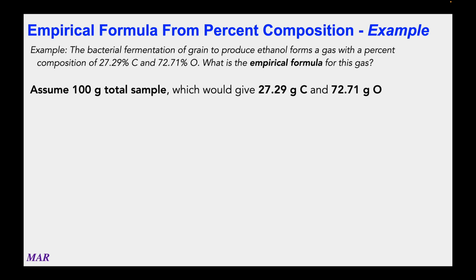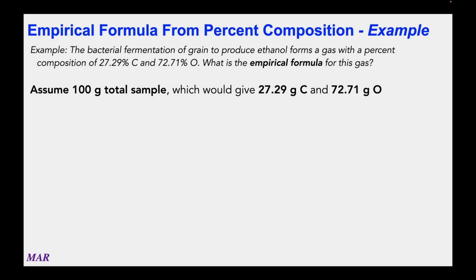So I would assume 100 grams total, so those percentages literally become grams. 27.29% carbon became 27.29 grams of C, and 72.71% oxygen became 72.71 grams of O. You can use different numbers. Some people like using 1, and that's fine. You'd have 0.2729 grams of C and 0.7271 grams of O, and that's fine. You can use any number you want, but I just use 100 grams because I'm lazy and I don't want to think about it. You use whatever you want.